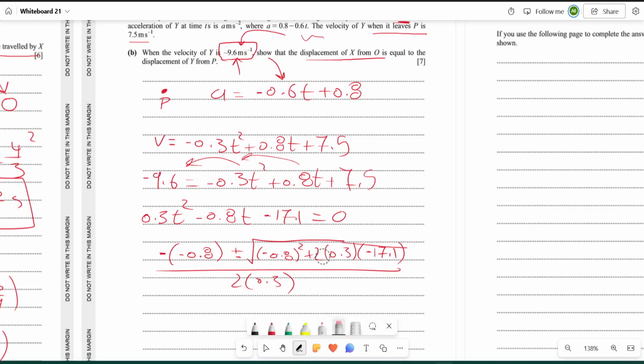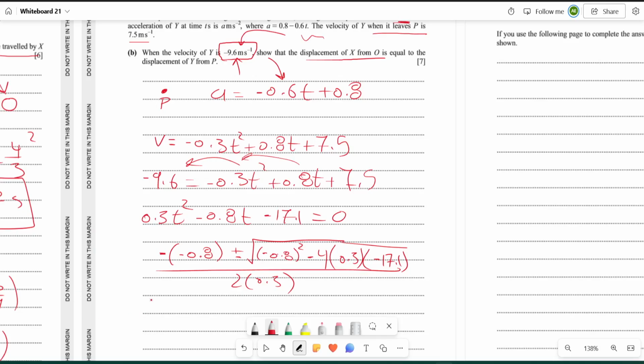I don't know why I said that. It's not plus 2a. It's b squared minus 4 times a, which is 0.3, times c, which is negative 17.1. The kinematics equations came into my mind for some reason. So let's try that again. Square root of negative 0.8 squared minus 4 into 0.3 into negative 17.1, over 2 times 0.3.